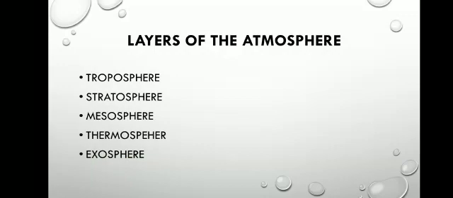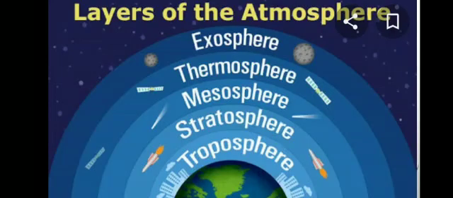Layers of the atmosphere. There are 5 types of layers in the atmosphere: troposphere, stratosphere, mesosphere, thermosphere, exosphere. Let's explore each layer one by one. First, we will discuss about troposphere.